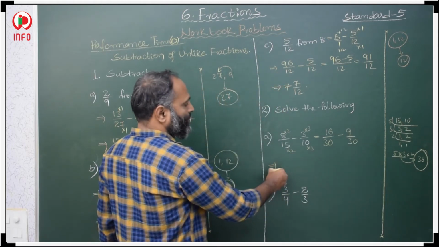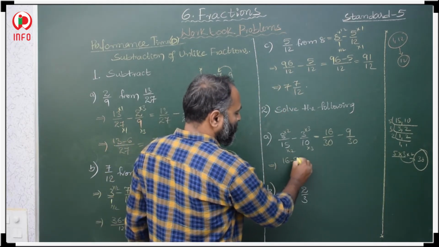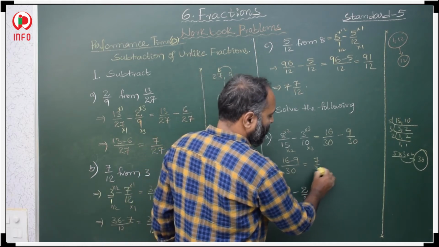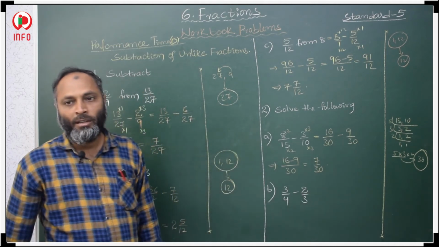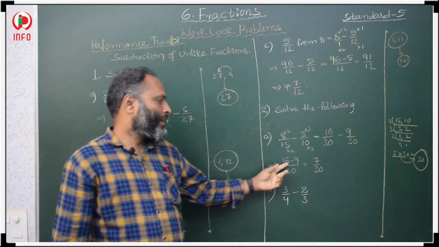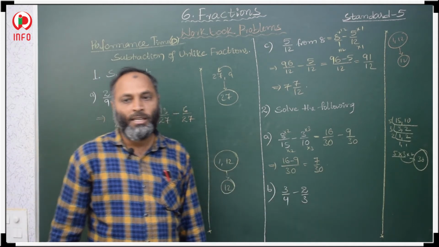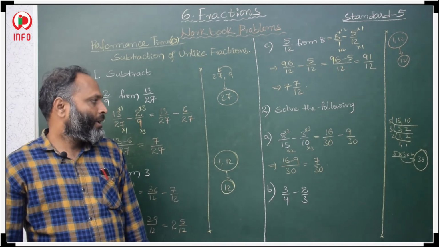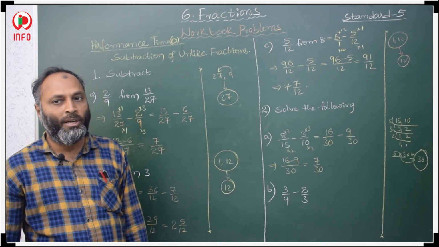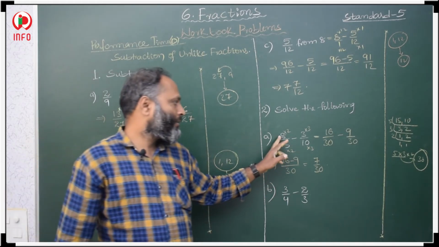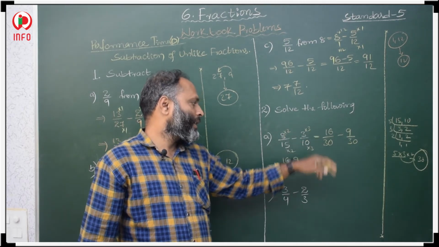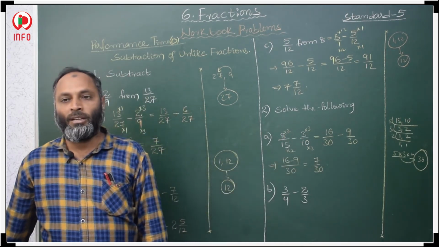Then like fractions, the difference of numerators by common denominator, that is 7 by 30. Okay, so this is the answer, 7 by 30. 16 minus 9 is 7 by 30. So 8 by 15 minus 3 by 10, 8 2s are 16, 3 3s are 9. Okay. 7 by 30.